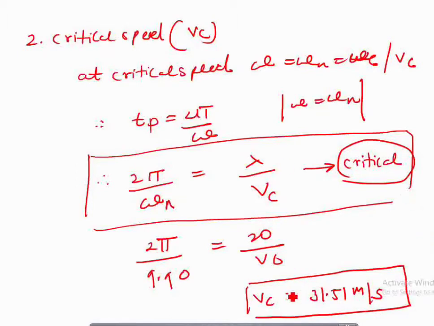To avoid the failure of the shaft, the system, or the component, you have to avoid this critical speed. And how will you avoid this critical speed? You have to avoid the resonance condition. So this is how you have to solve the problems of forced vibration due to support excitation.